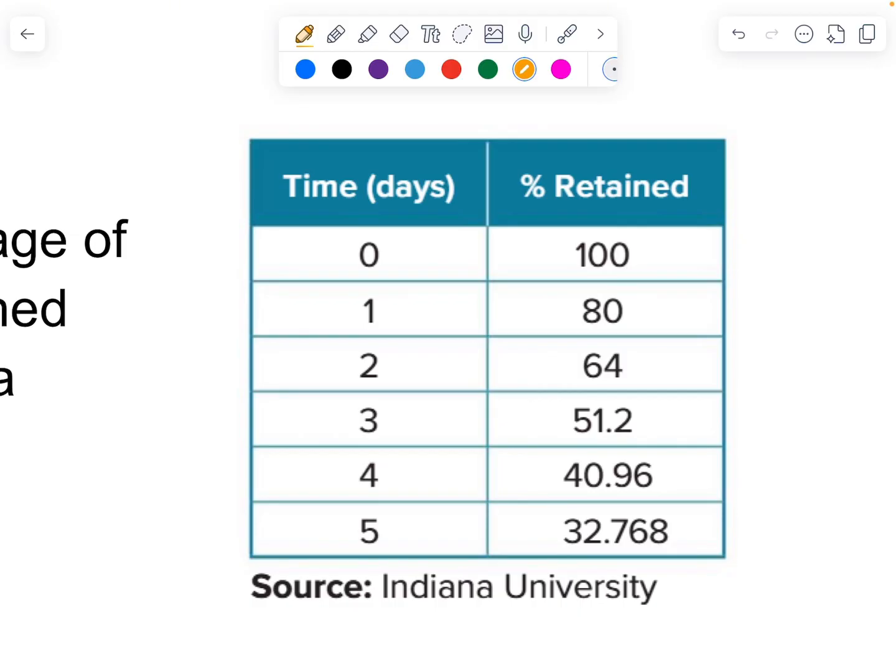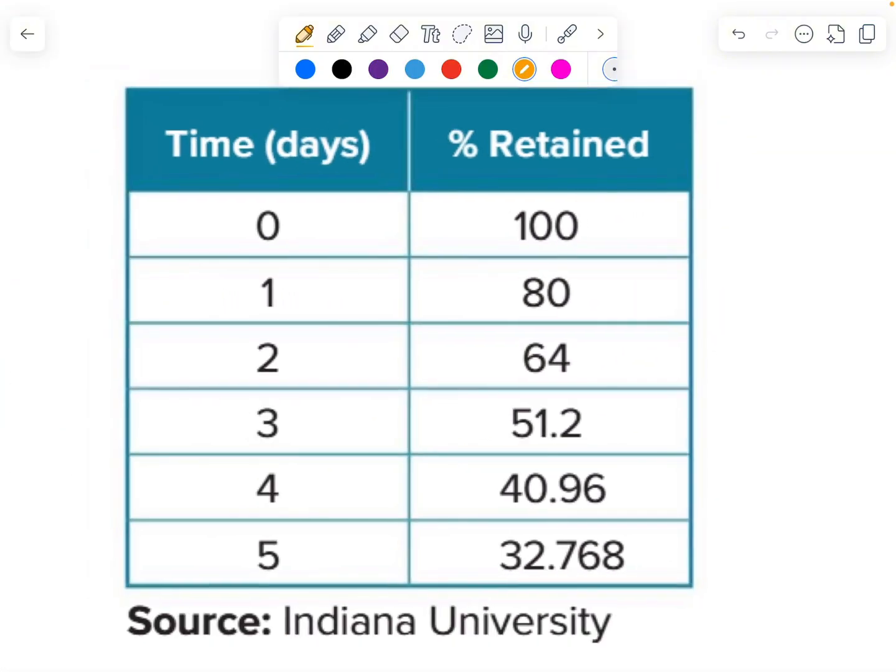So how do we get 100 times something gets 80? So if I was to divide both sides by 100, that would get me x equals 0.8 or 0.80. Well, would that work? Okay, let's get out a calculator and let's do this.